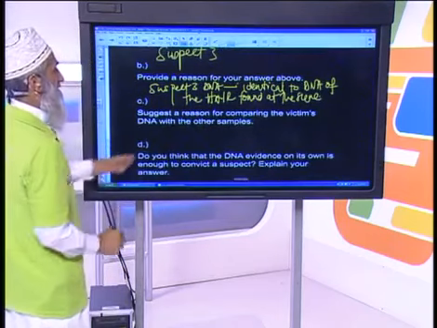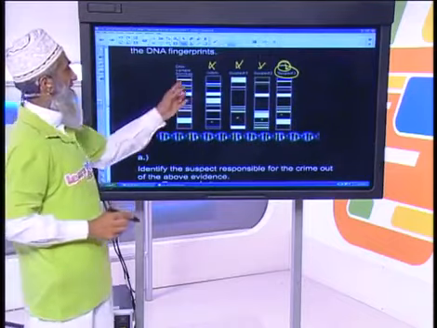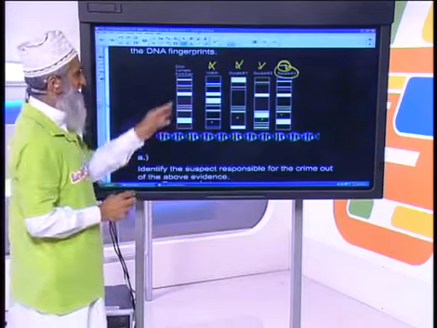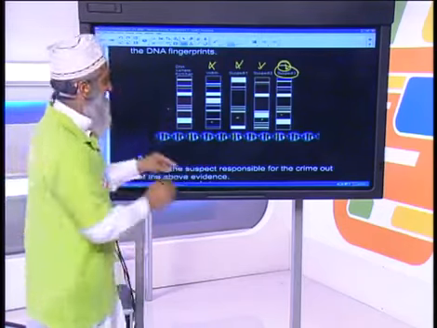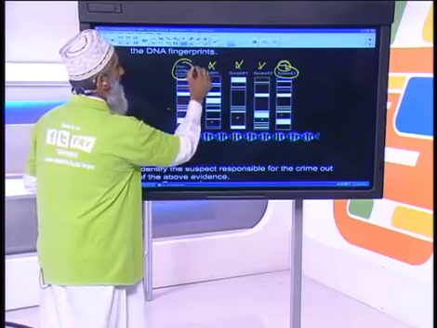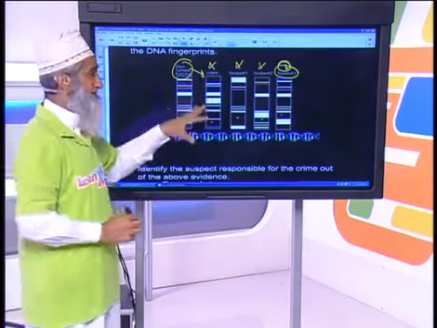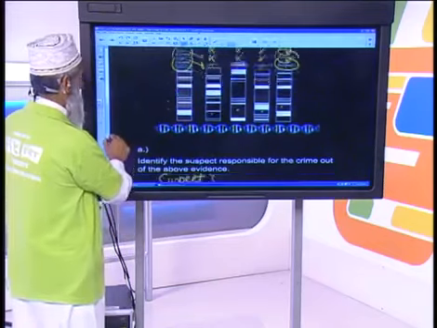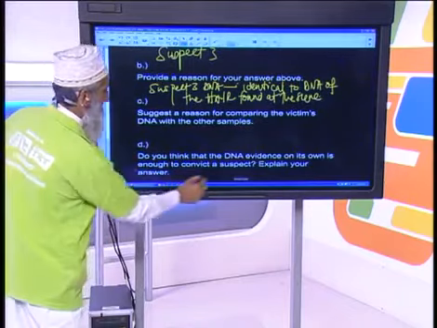Suggest a reason for comparing the victim's DNA with the other samples. Oh, we got a hair, we got the suspects. Why must we take the victim's? We take the victim's hair because we want to compare the sample with the victim, so that we know that the hair doesn't belong to the victim. Otherwise, we look for a criminal till we die. We won't find him because we would have buried the victim.